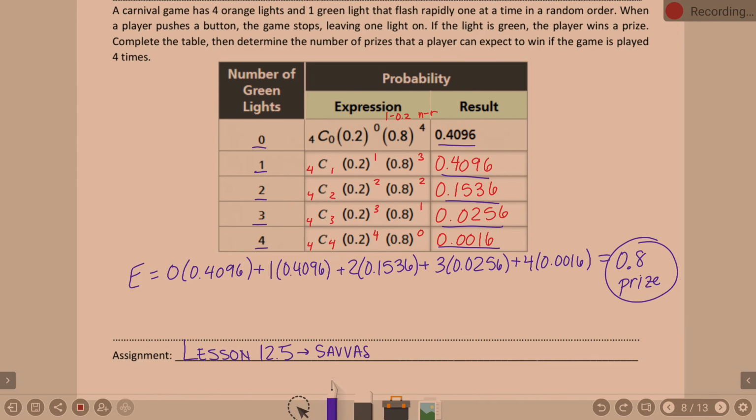Your homework that is in Savas is lesson 12.5, of course. 12.4 scores went into Skyward this morning during first hour. So if you didn't have Skyward or 12.4 done, you'll want to get that done. And let me know if you have questions. I will say, this is one of those lessons. It takes the reading, trying to figure out all the pieces. So bring back questions tomorrow if you have them.